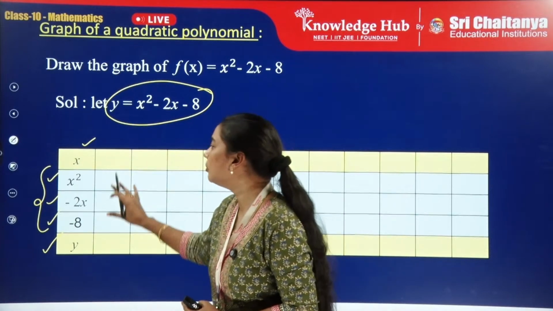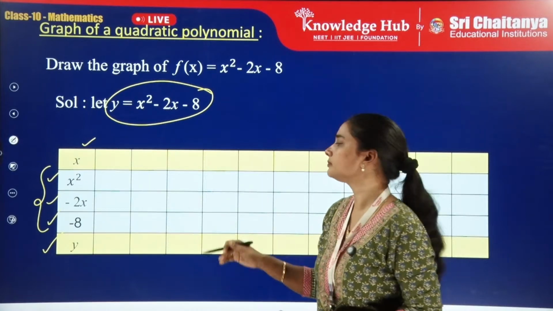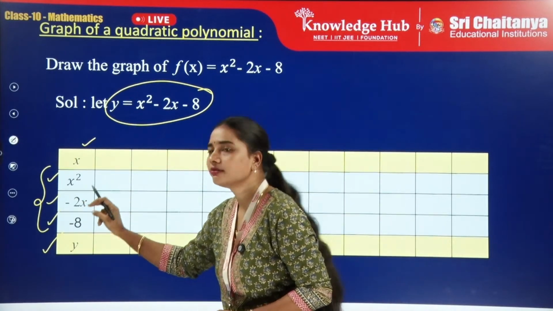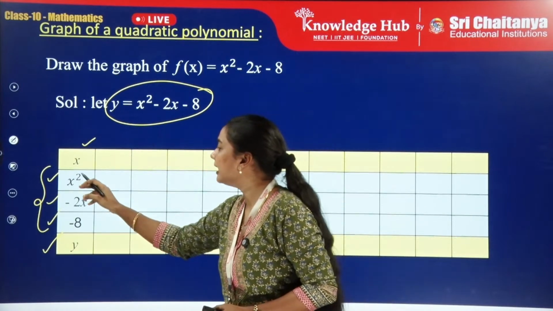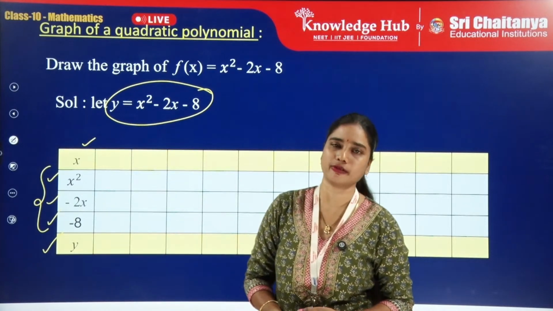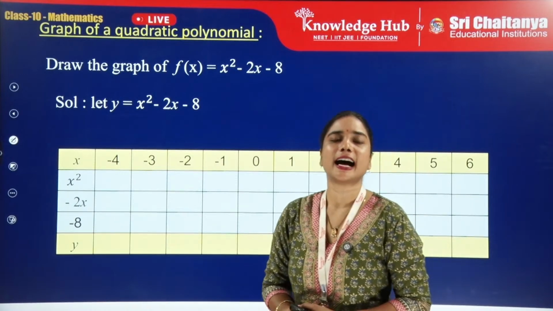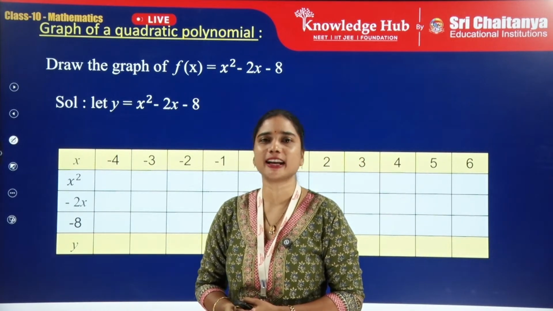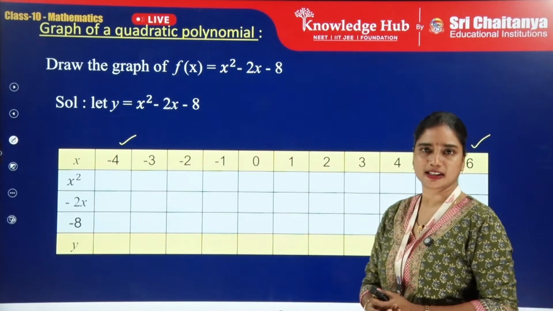So take a table like this. Take x values according to your wish. Find x², find -2x, add -8. Then, after finding the sum of these three terms, you will get the value of y. So first take the values of x. Here I have considered values of x from -4 to +6.